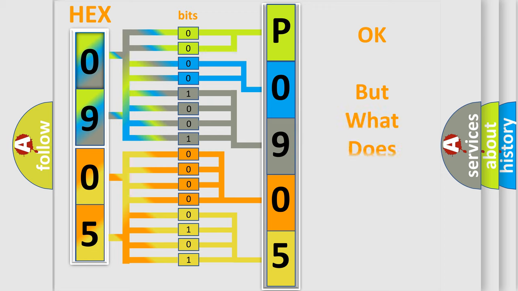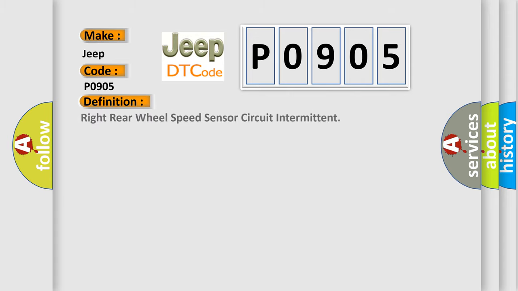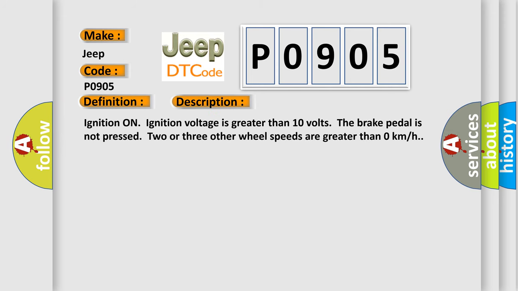The number itself does not make sense to us if we cannot assign information to what it actually expresses. So, what does the diagnostic trouble code P0905 interpret specifically for Jeep? The basic definition is right rear wheel speed sensor circuit intermittent. And now this is a short description of this DTC code. Ignition on, ignition voltage is greater than 10 volts. The brake pedal is not pressed. 2 or 3 other wheel speeds are greater than 0 km per hour.